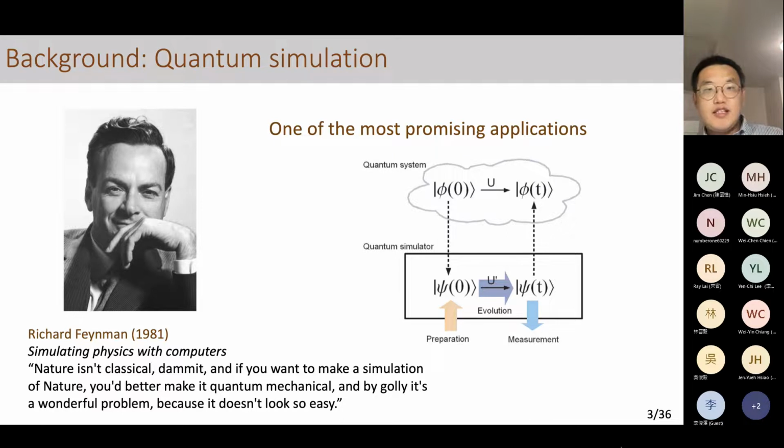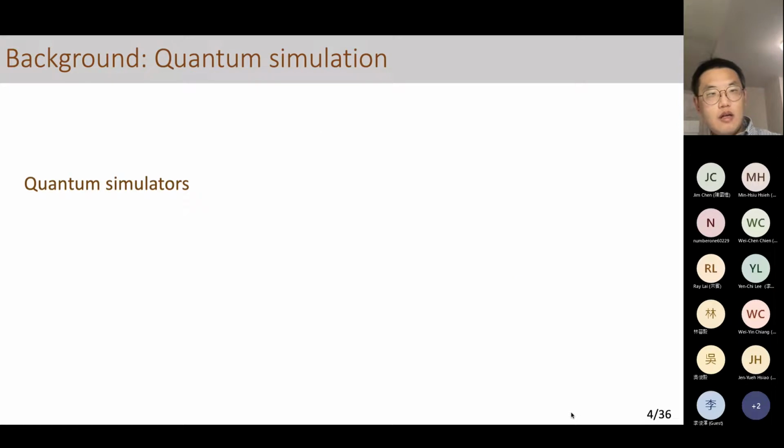We prepare some initial state and make the evolution. And at last, we make some experiment to know the property of this state or this evolution.